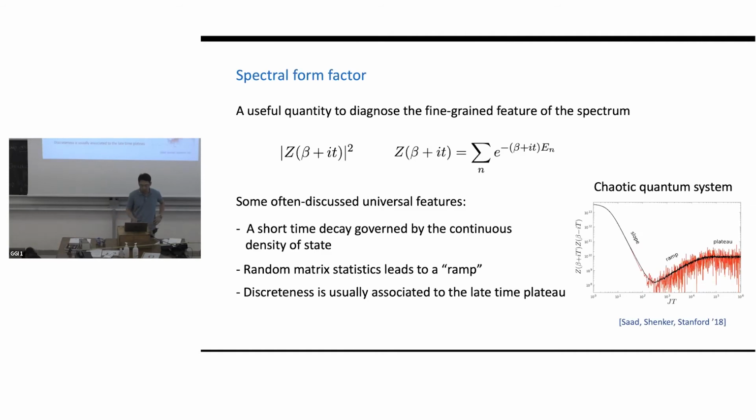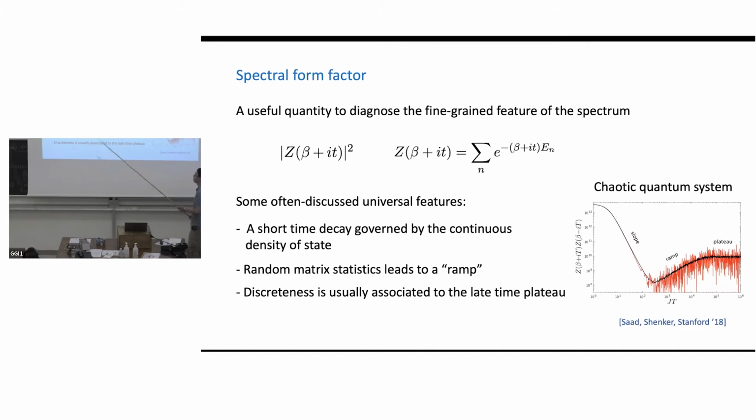Okay, so a quantity that has raised a lot of attention in recent years is the so-called spectral form factor. Usually it is defined as the square of the analytically continued partition function, Z of beta plus iT. So you define it by squaring the analytically continued partition function. In this talk, I will be focusing on theories that have a definite Hamiltonian, so there is really no distinction between the quantity itself and the square of the quantity.